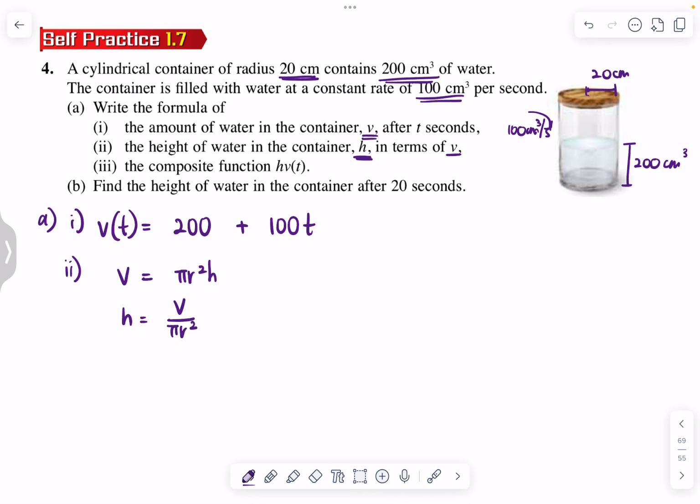We know the r, the radius, is given as 20. So we can put the 20 inside here, because we want h in terms of V only. We don't want another unknown. So we sub the 20 inside here. We get V over 400 pi. So this is h in terms of V. That's our second answer.